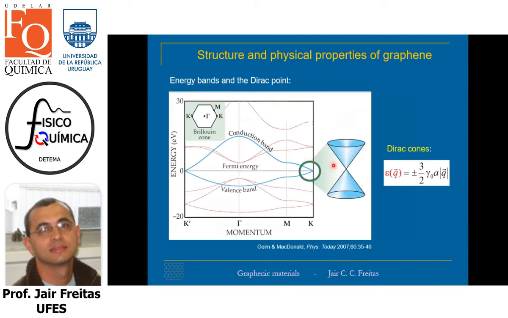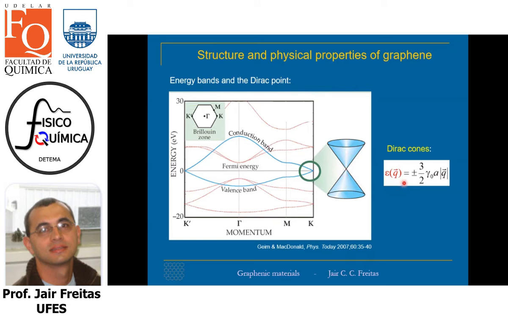And around these points, if you make an expansion of the energy versus wave vector relation, the so-called dispersion relation, we find a linear relation between energy and the magnitude of the wave vector. This is completely different from what we find in normal semiconductors, in 3D semiconductors, for example. This type of linear relation is responsible for many of the peculiar electronic properties of graphene, most of the properties I have mentioned before.